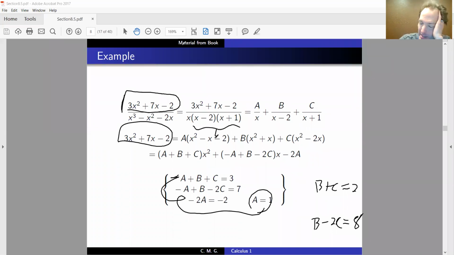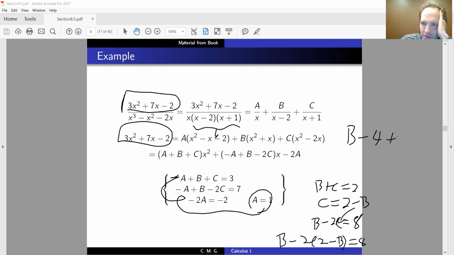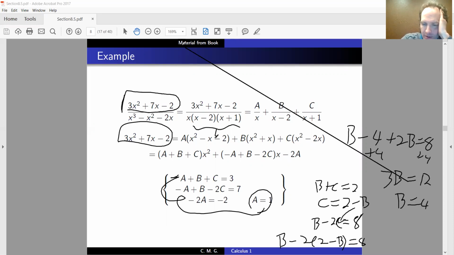So I can solve for b or c in this first equation. Let's say c equals 2 minus b. I plug that into my second equation. So I get b minus 2 times 2 minus b is equal to 8. I multiply this through and get b minus 4 plus 2b is equal to 8. Add 4 across. 3b is 12, or b is 4. So b is 4. And if b is 4, from this equation here, c is negative 2.